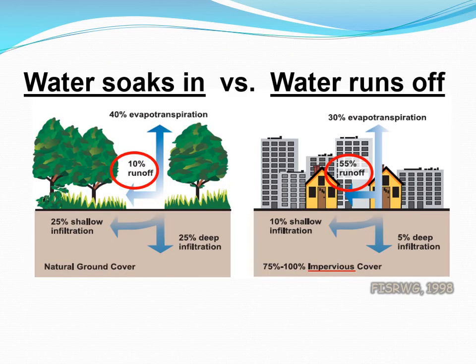And again, here's a diagram showing what maybe a natural state would be, where most of the water soaks in or gets evapotranspirated from the plants and the trees, versus something like a city where more than half of the water is now running off and it has to go somewhere, and it does tend to carry more pollution with it. So we can look at the percentage of impervious surface cover, and that gives us some idea of what kind of pollution load we're talking about.